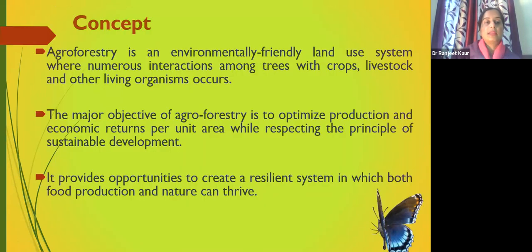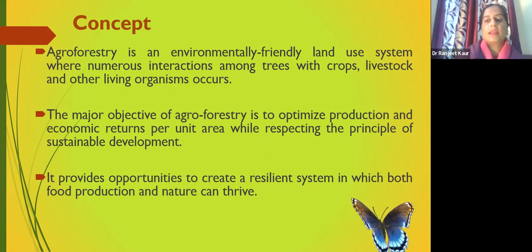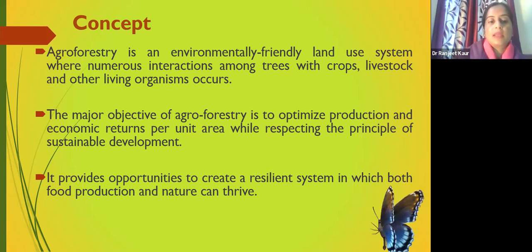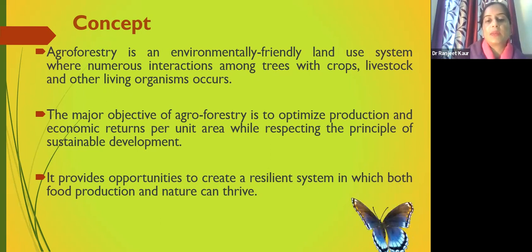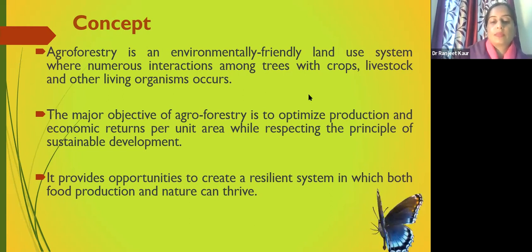So what is the next? We come to the concept. What is the concept of agroforestry? It is an environmental friendly land use system where numerous interactions among trees with crops, livestock, and other living organisms occur. Major objective of agroforestry is to optimize production and economic returns per unit area while respecting the principle of sustainable development. It provides opportunities to create a resilient system in which both food and nature thrive. It can thrive and sustain itself.